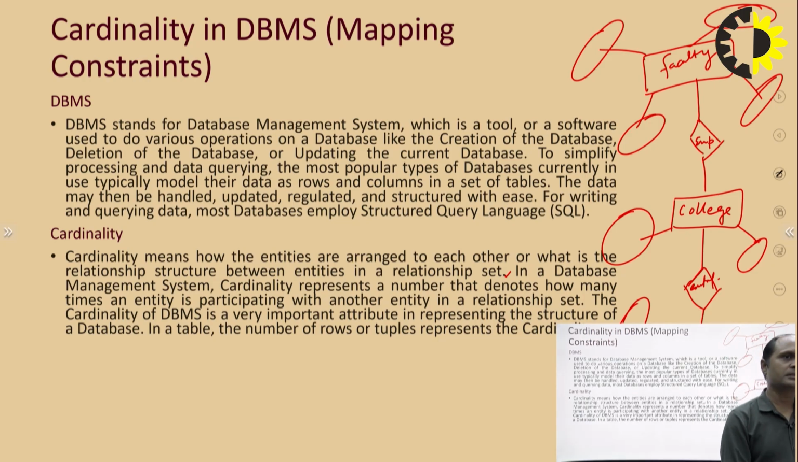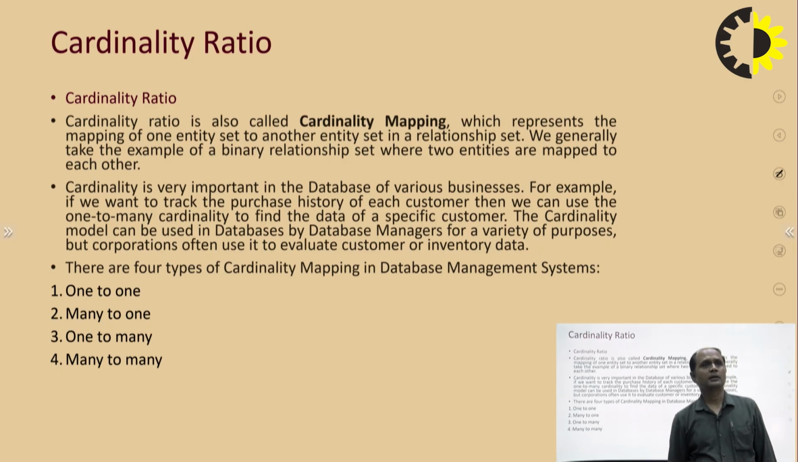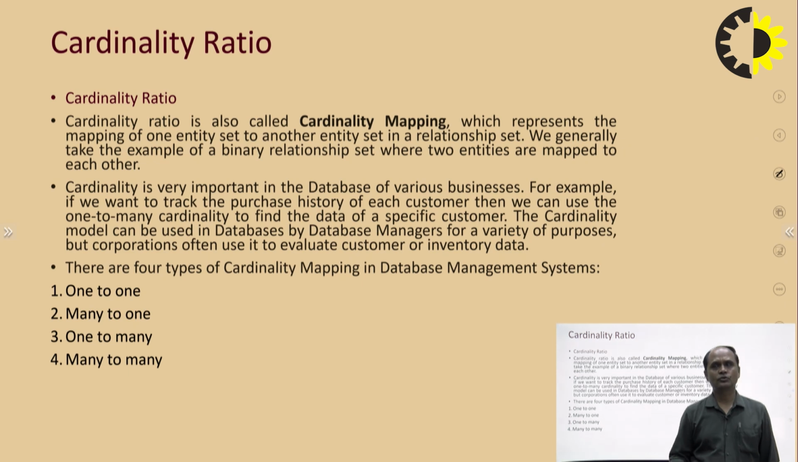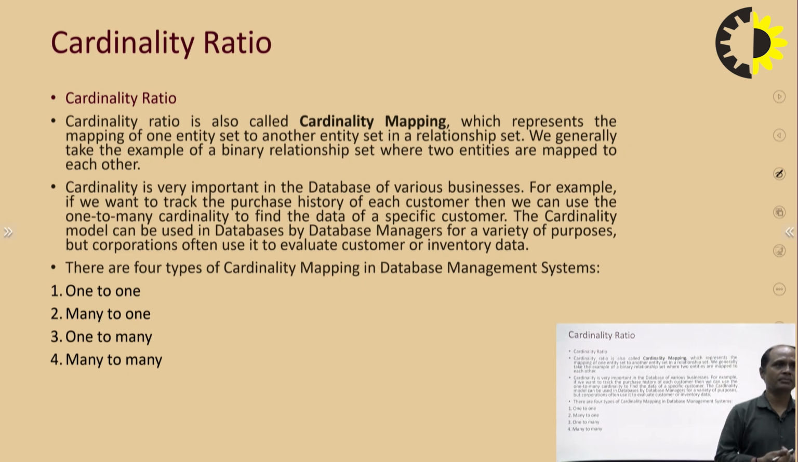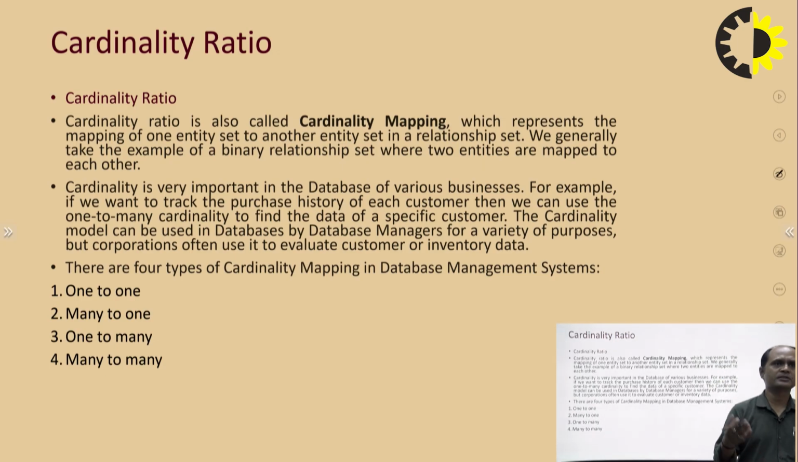But the basic meaning is only the connections of entities with each other and how they are arranged with relationships between each other. This cardinality contains some ratio and that ratio can help to manage the entities. So we can calculate the cardinality ratio. Cardinality ratio means cardinality mapping, which represents the mapping of one entity to another entity in the particular relationship set. Suppose we take the example of a binary relationship set. In a binary relationship set, 2 entities are mapped with each other.